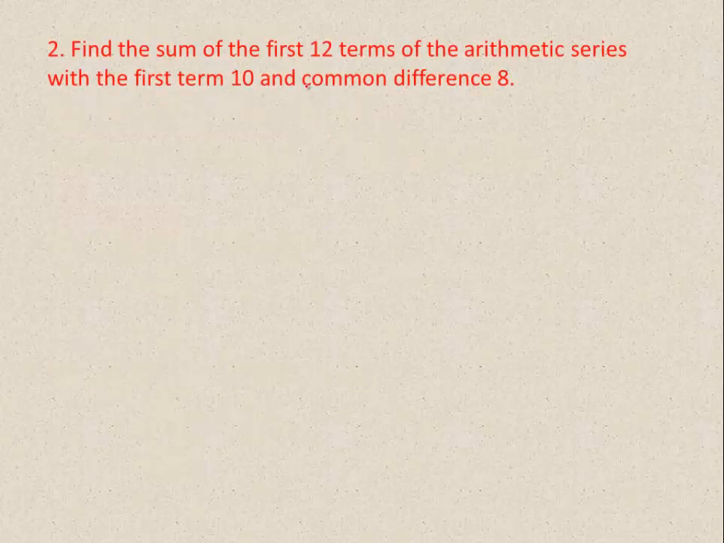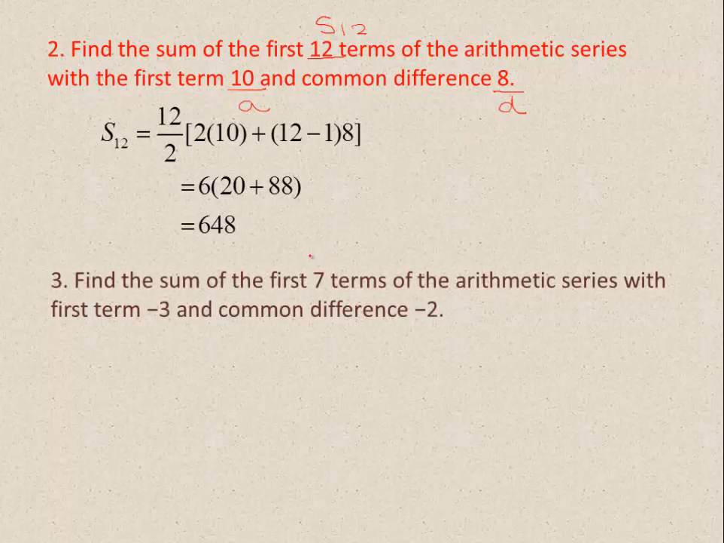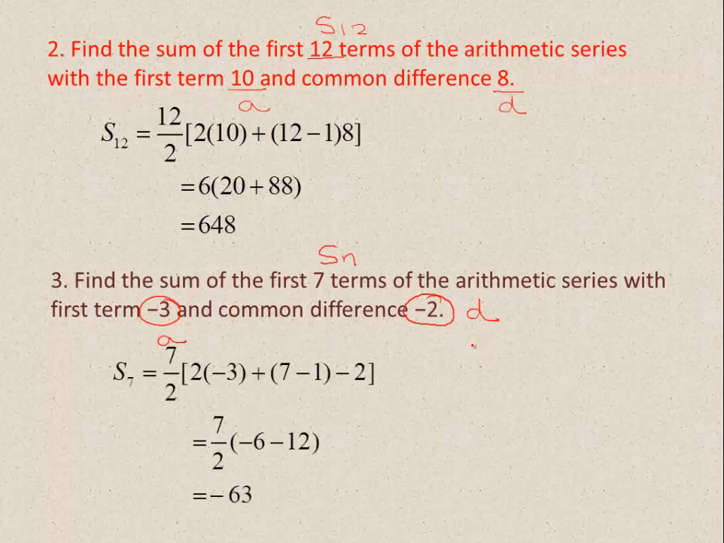Example number 2. Find the sum of the first 12 terms. What are you asked to calculate, guys? S12. The first term is 10 and the common difference is 8. Perfect. The answer here is 648. Find the sum of the first 7 terms. What are you calculating, guys? Sn. The first term is minus 3 and the common difference is minus 2. Perfect. The answer for this is minus 63.